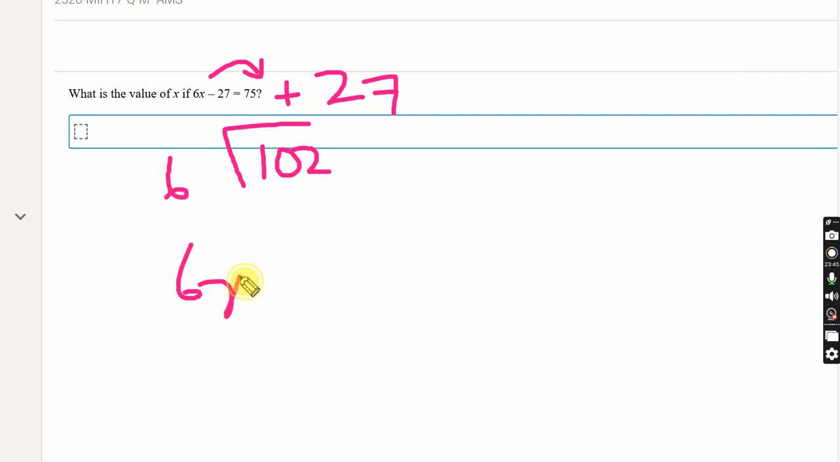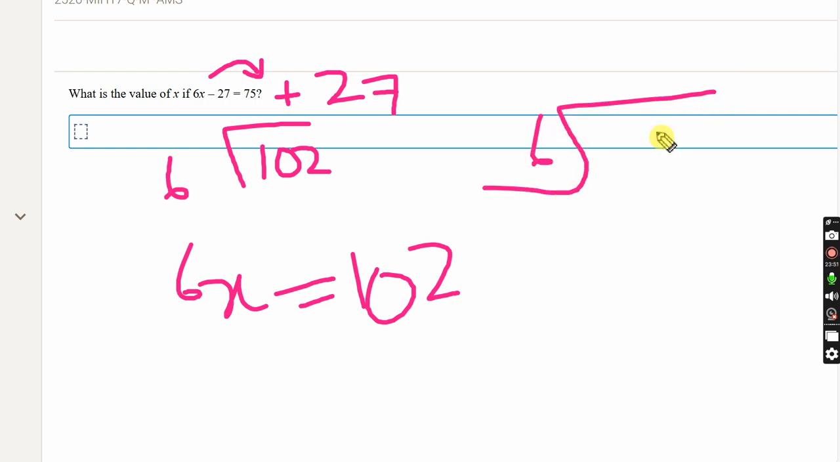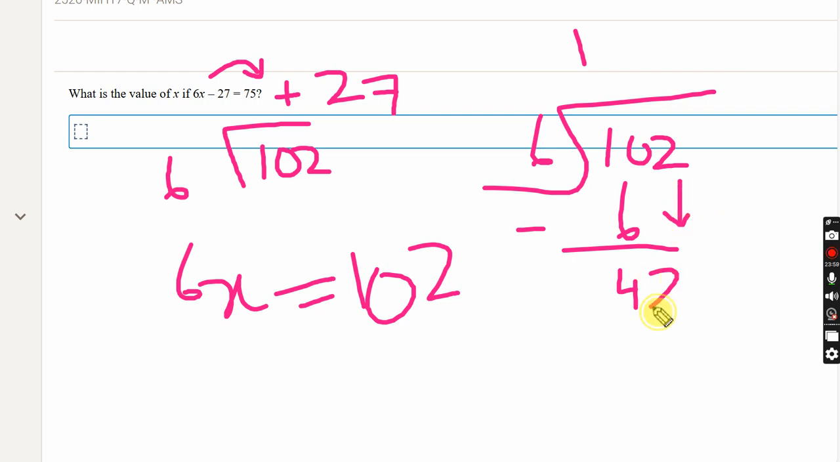So you get 6x is equal to 102. That will be 102 divided by 6. You'll get here 1, you bring the 2 down, so 17. 17 is the answer.